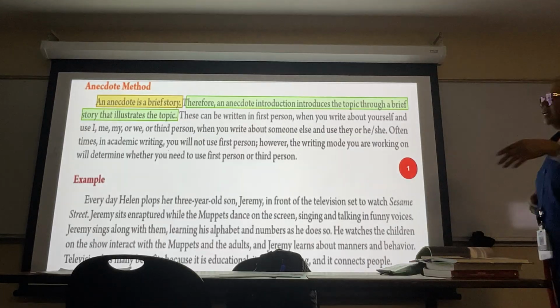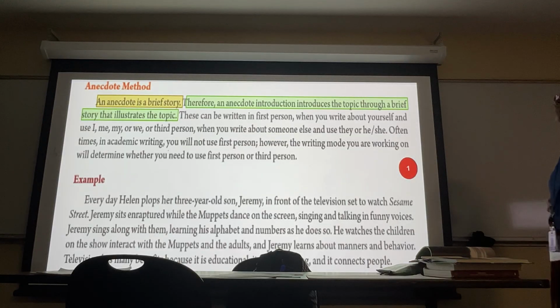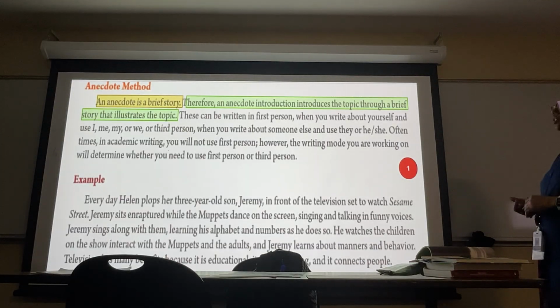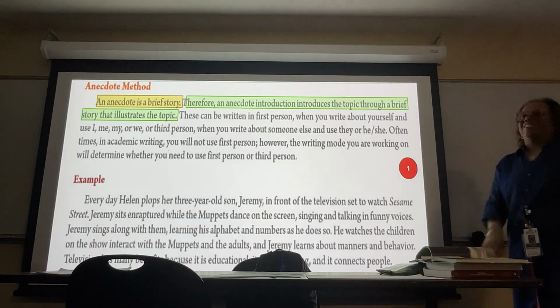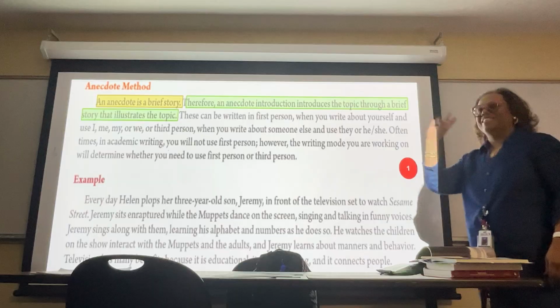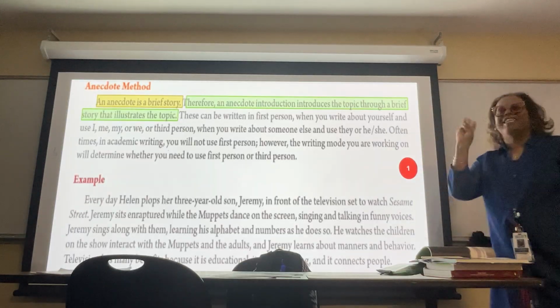That's all it does. Every day, Helen plops her 3-year-old son, Jeremy, in front of a television set to watch Sesame Street. I was one of the prisoners of that. Jeremy sits in rapture while the Muppets dance on screen, singing and talking in funny voices. Jeremy sings along with them, learning his alphabet and numbers as he does so. He watches the children on the show interact with the Muppets and the adults, and Jeremy learns about manners and behavior. Television has many benefits because it is educational, it is entertaining, and it connects people.